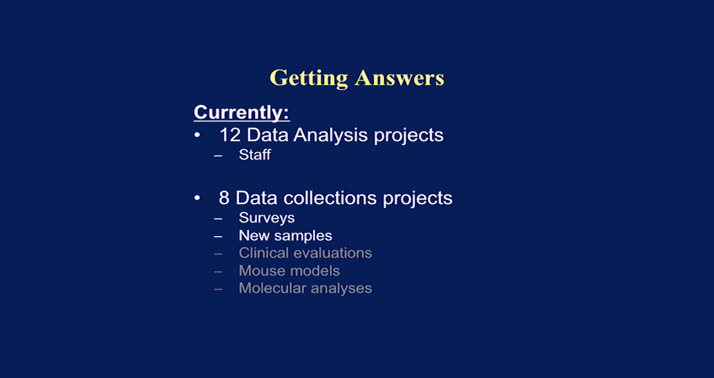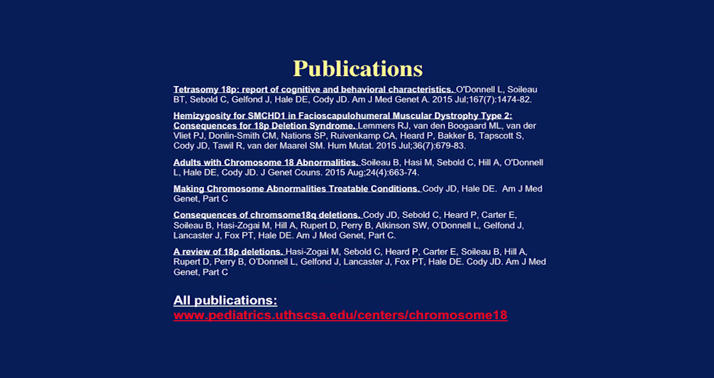These include clinical evaluations. In particular, we need to do clinical evaluations of adults with 18p- because as they're getting older, they're developing new health problems. We need to understand those issues so that we can determine the best course of treatment. In addition, there are additional mouse models for other key genes that need to be investigated, and there are additional DNA analyses that need to be performed. This is a list of our publications for the last year. You can find all of them on the website for the Chromosome 18 Clinical Research Center.